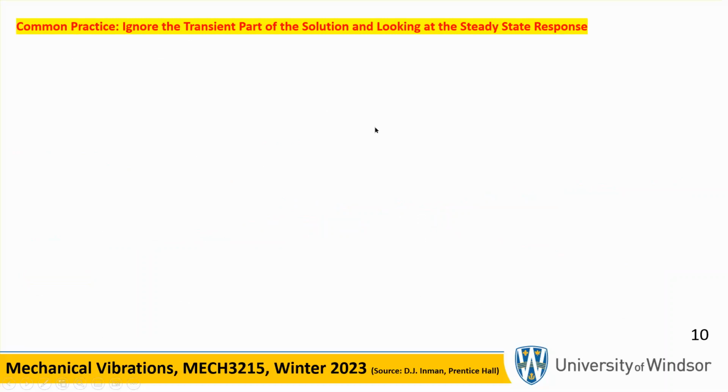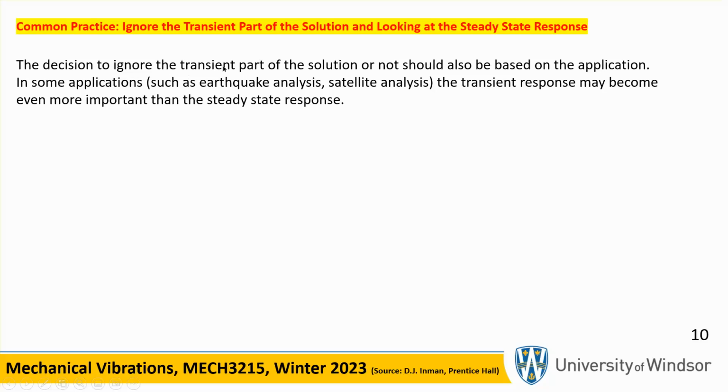Okay. Now the question is, because the first term is dying out, should we ever worry about it? And the answer is, well, maybe. The decision to ignore the transient part of the solution or not should also be based on the application. So it's application dependent. For example, in the case of earthquake analysis, that transient is very important because after all the fatalities, or destruction, hopefully destruction, are during the transient response. The first few seconds is transient, it goes by, but that's where most of the damage is done.